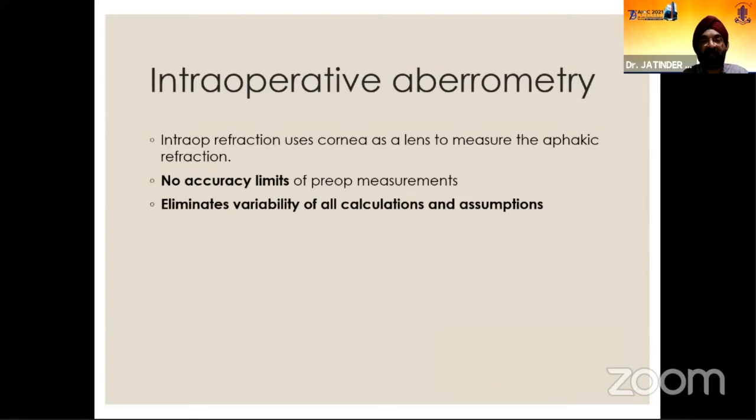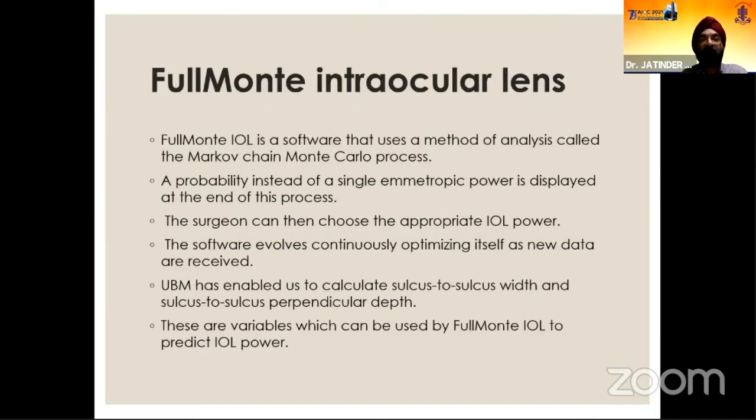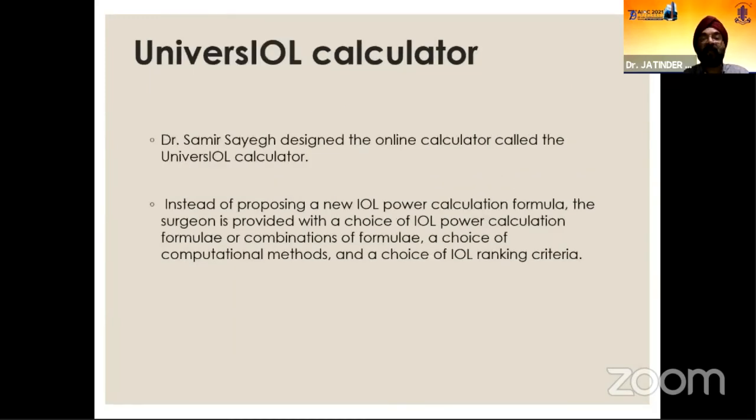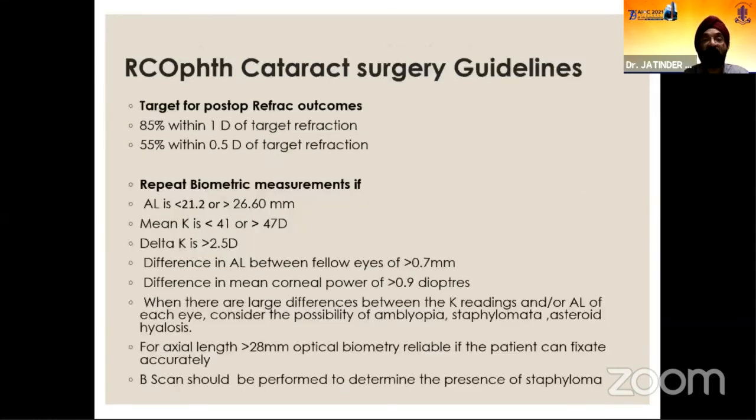Intraoperative aberrometry is another technique which can be used, because there is no accuracy limit of preoperative measurements and it eliminates the variability of calculations and assumptions. Full-Monte Carlo intraocular lens is a software that uses a method of analysis called Markov chain Monte Carlo process. And the surgeon can use the appropriate IOL power because it gives us a probability instead of a single emmetropic power. Universal IOL calculator was developed by Samir Sayek, and he designed the online calculator. And instead of proposing a new IOL power calculation formula, the surgeon is again provided with a choice of various formulas where he can use these different formulas and take the average of these readings.